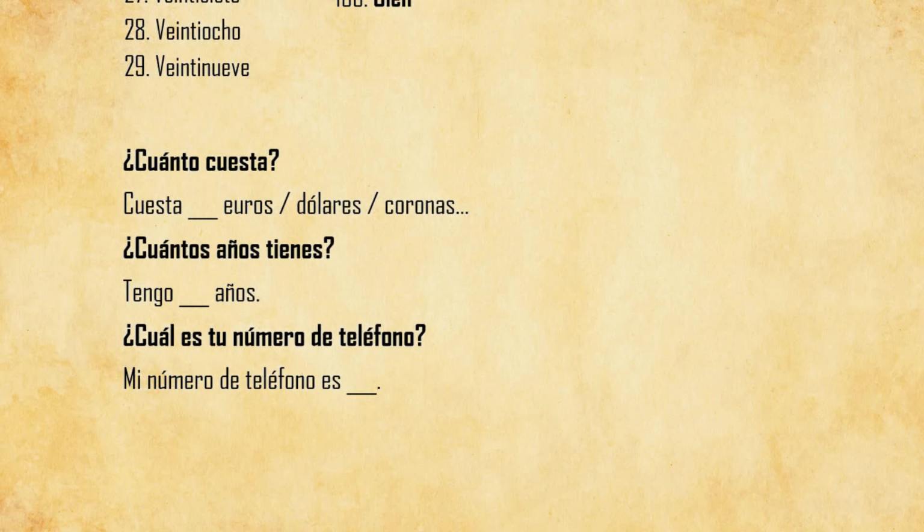Another thing that might come in handy with numbers is asking somebody's age or telling your own age. So if you want to ask someone, how old are you? You would ask, ¿cuántos años tienes? And the response to that is, tengo veintinueve años, let's say. Or tengo cien años, 100 years. That's a nice age. So, ¿cuántos años tienes? Tengo años.